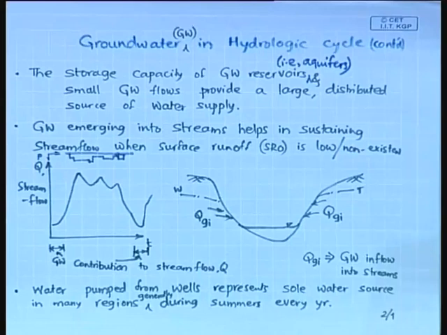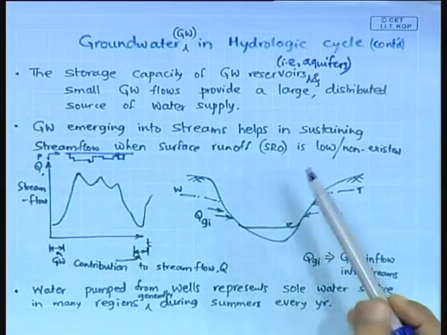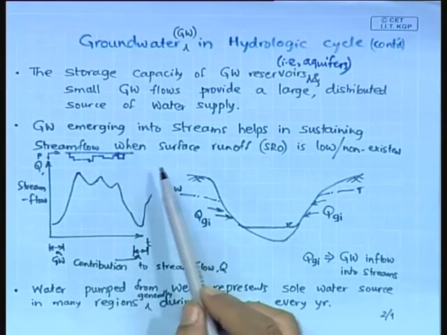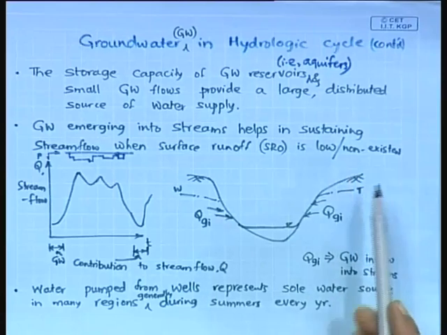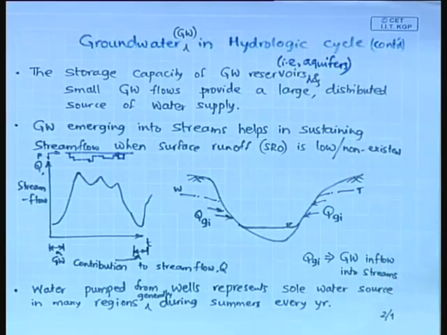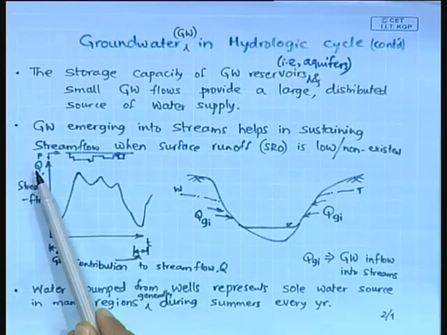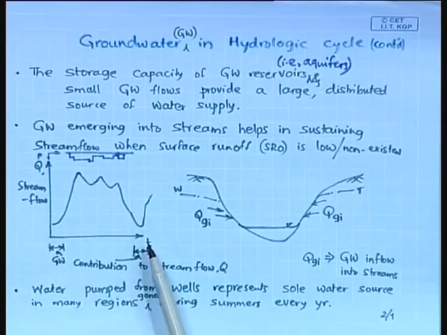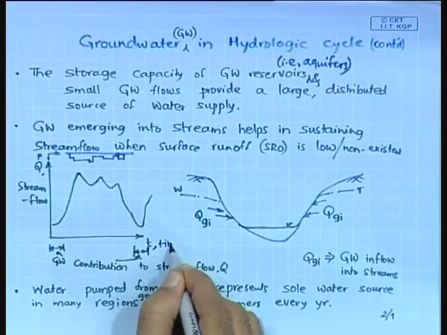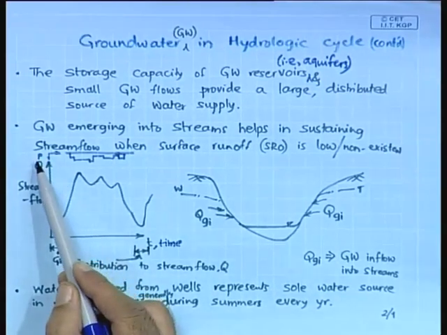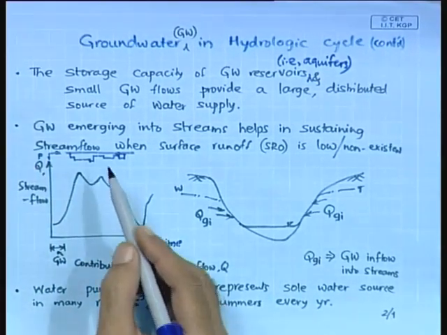Now, let us also see the groundwater emerging into the streams. This helps in sustaining the stream flow over a large space as well as time, when the surface runoff is either low or non-existent. Say, for example, let me refer you to the hydrograph, wherein the plot of the stream flow, Q, is shown against the time t. So, this is the time t along the horizontal axis and stream flow Q along the vertical axis. And just above that, there is what is known as the hyetograph.